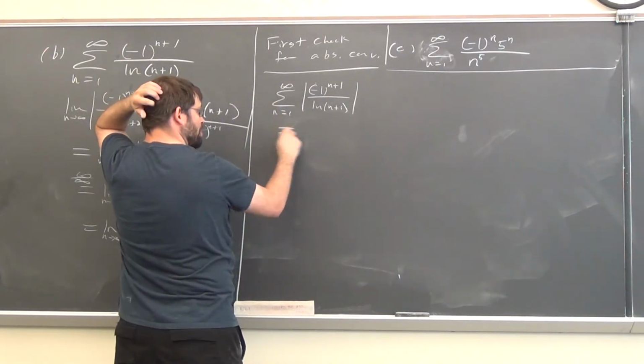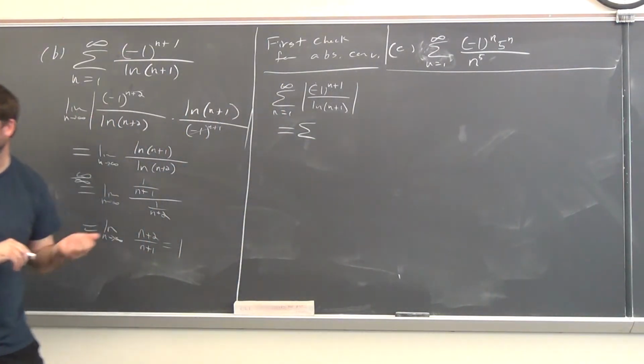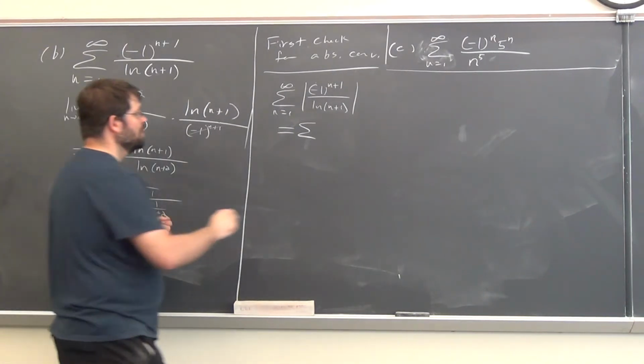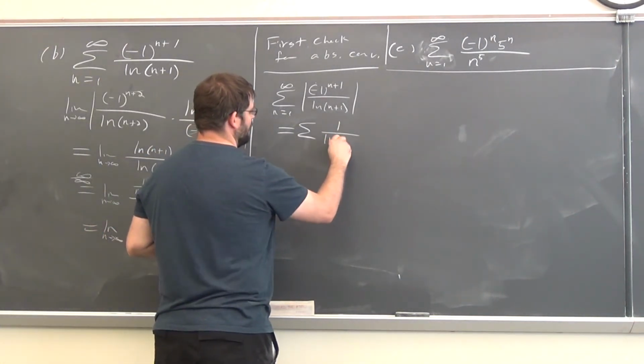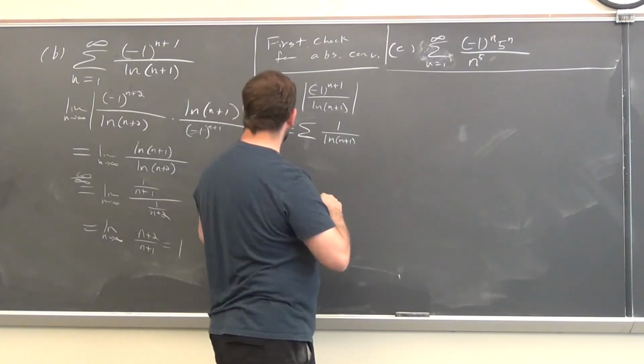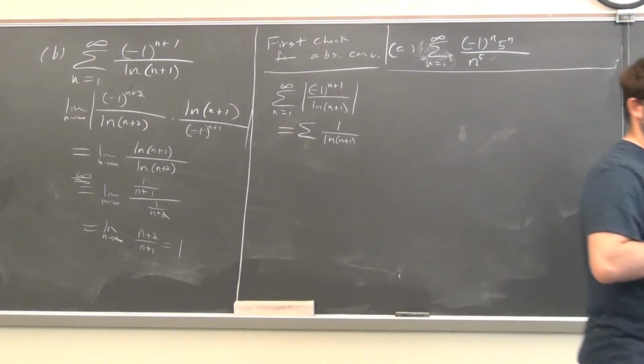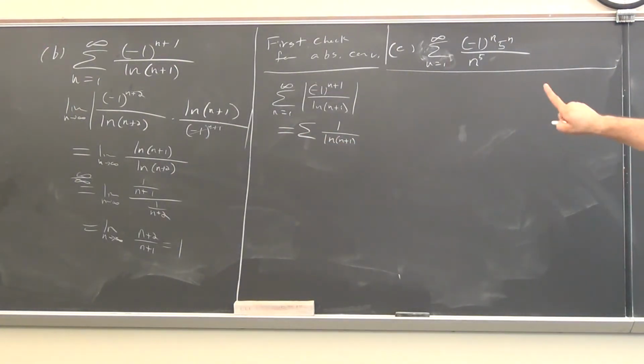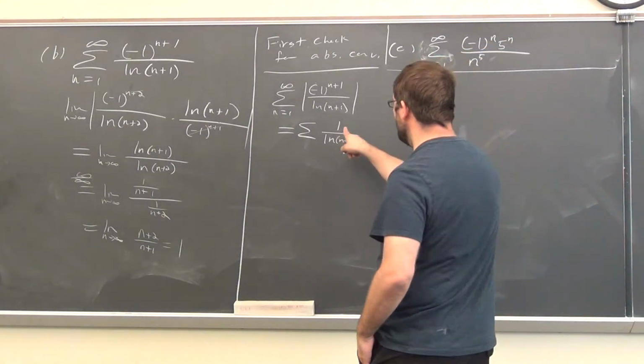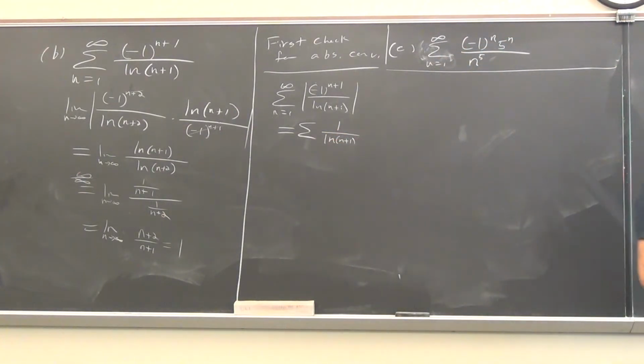When you take absolute values, the only result is that you can ignore that -1, right? It just becomes 1. So it's 1 over log of n plus 1. Again, the bounds don't really matter. We're just assuming, right? It really matters what happens in the end. So does that series converge or diverge?